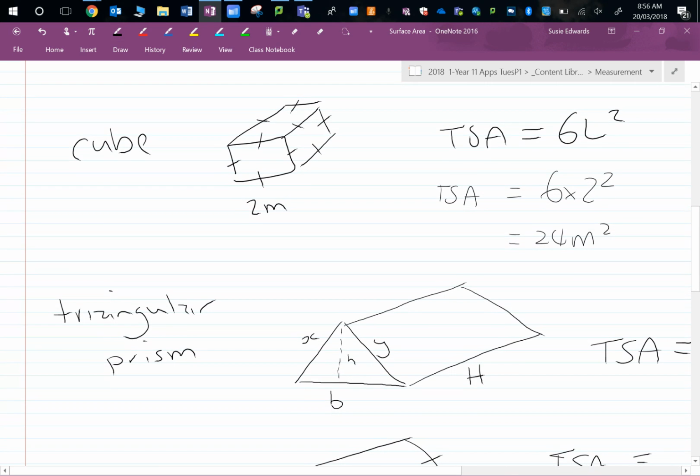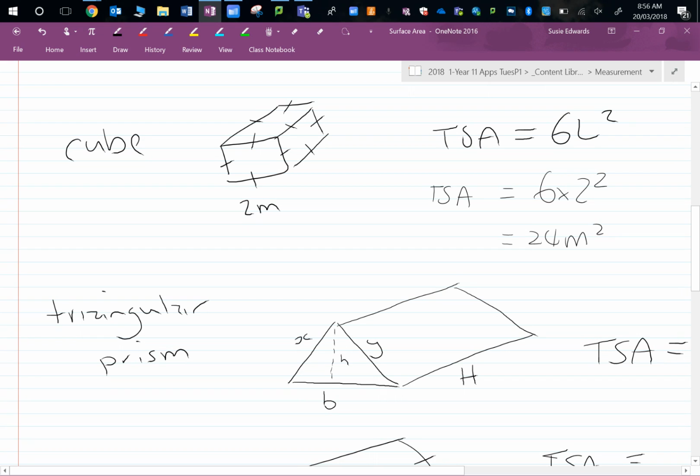So a triangular prism has a triangle at the front, a triangle at the back. What's the base shape? A triangle, okay? And it will have 3 rectangles joining them up. Where people have trouble with this, and make sure you draw this properly, is that we have a height of the prism, but we also have an h here. What's that stand for? It's the perpendicular height of the triangle.